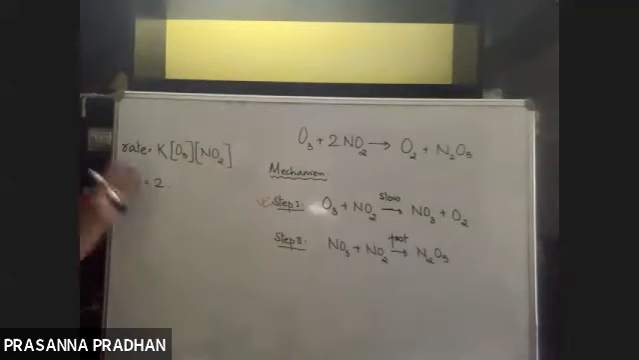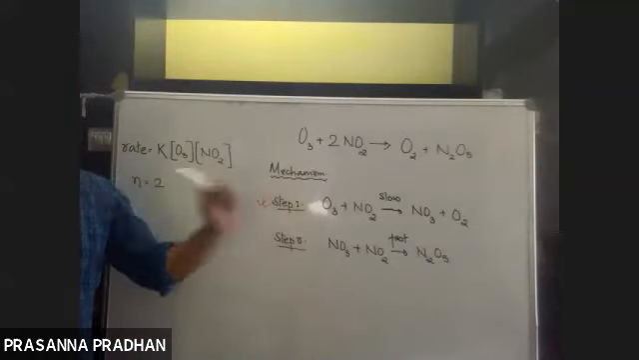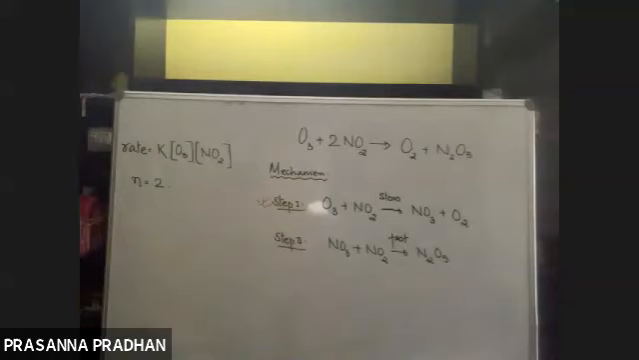So these things are going to come. Remember, simple thing, for a complex reaction, the rate of the overall reaction is determined by the rate of the slowest step.